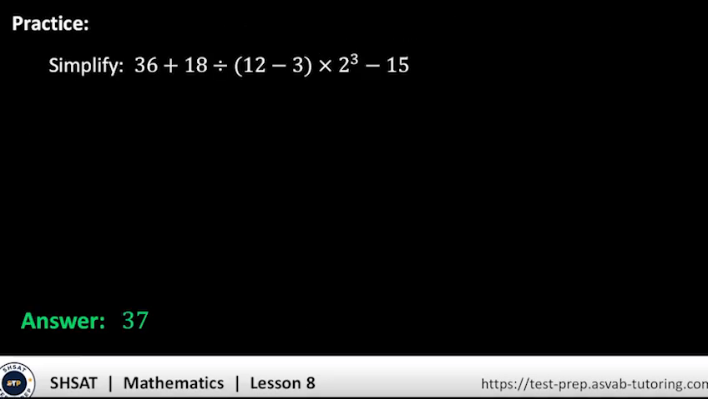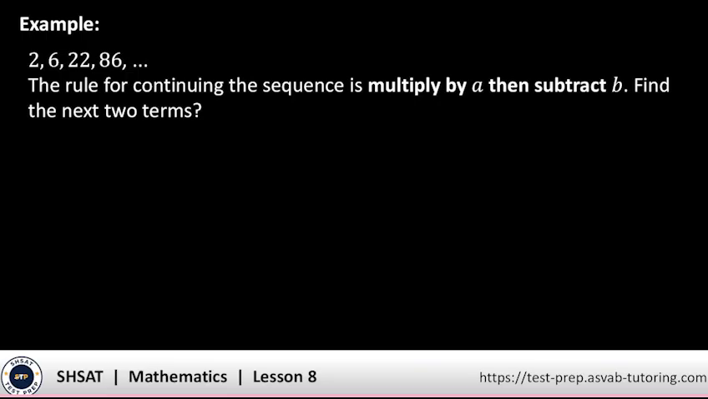We have another practice question here. I hope that you do get the answer correctly, which is going to be 37. Moving on. So here we see 2, 6, 22, 86. The question says the rule for continuing the sequence is multiply by A, then subtract B. Find the next 2 terms.